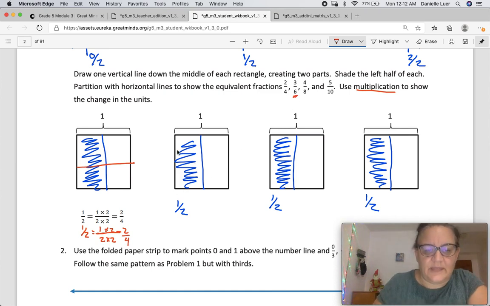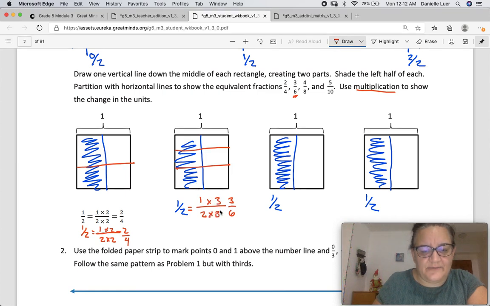Okay, so let's try to make it into 3/6. Okay, I'm going to make this into 1, 2, 3, 4, 5, 6. There's 3/6. How did I do that mathematically? Well, I took 1/2 and I multiplied it by 3 on the top and 3 on the bottom, which gave me the equivalent fraction of 3/6. So 1/2 equals 3/6 right there.